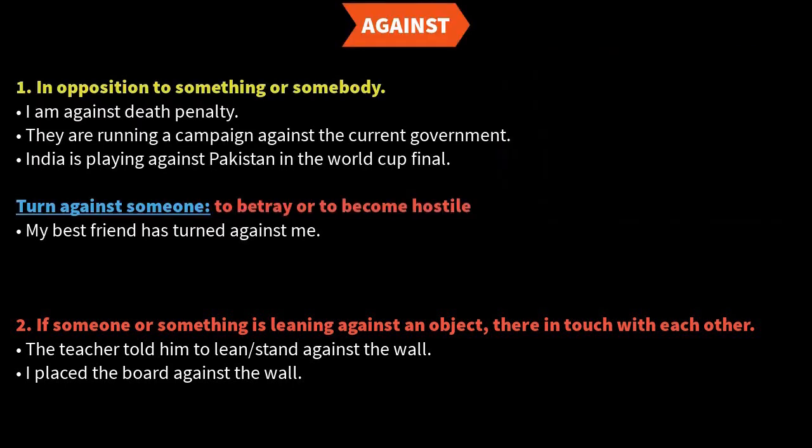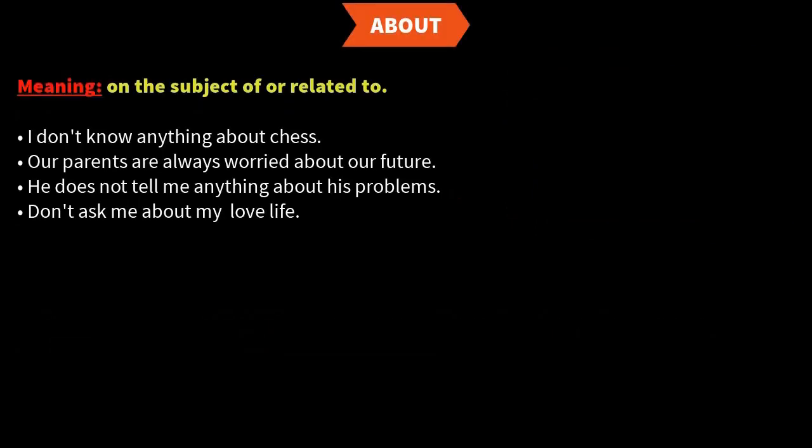Let's talk about the next preposition, about. Guys, about is used to indicate a connection between two objects. It means on the subject of or related to, right? It basically tells you what you're talking about. What is it related to, or whom is it related to? Let me show you some examples.